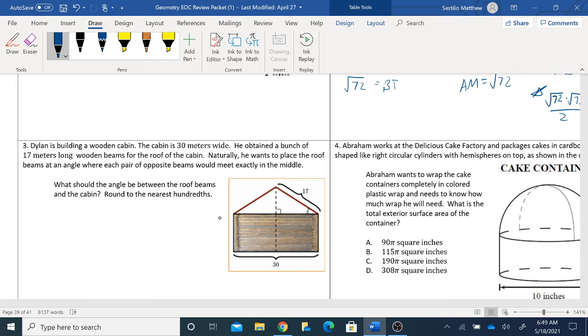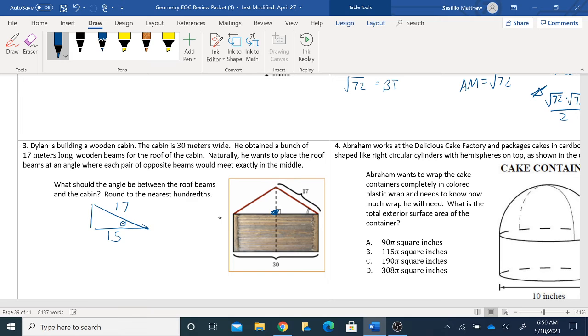This one's basically asking, okay, we know that this is 30 feet long. Maybe pause the video and read the question. We know this is 30 feet long, and we know that we want these 17 meter wood planks to meet in the middle, right? So if I draw a triangle with just one side, we know that this would be 17, and since they're meeting in the middle, this would be 15, right? The whole thing is 30, then the middle is 15. And this is the angle we're trying to find.